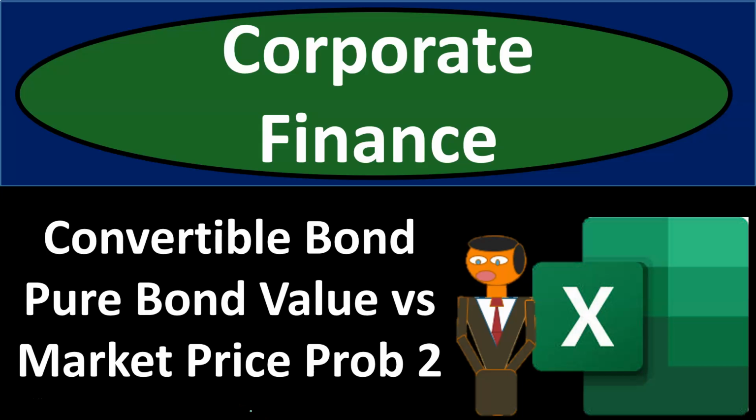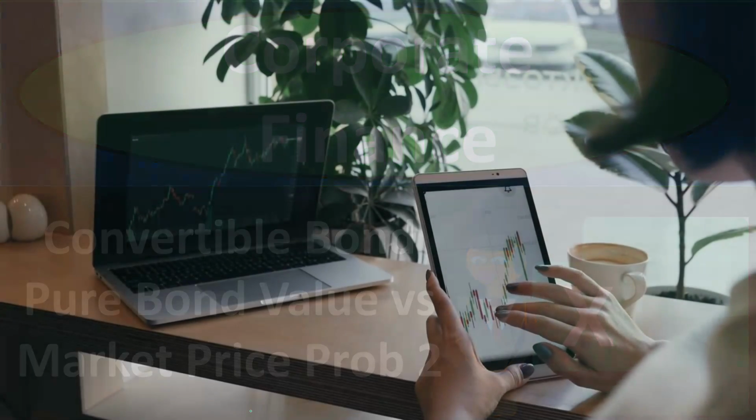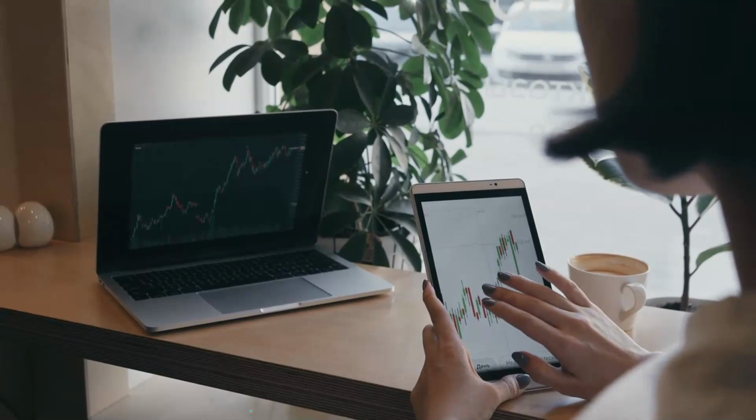Corporate finance practice problem using Excel. Convertible bond, pure bond value versus market price, problem number 2. Get ready, it's time to take our chance with corporate finance.